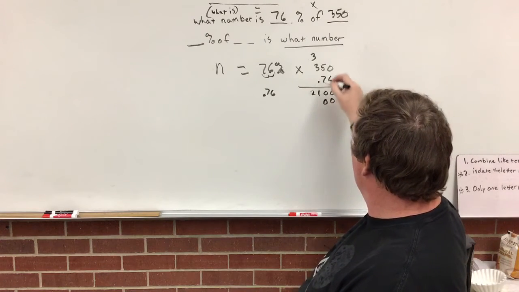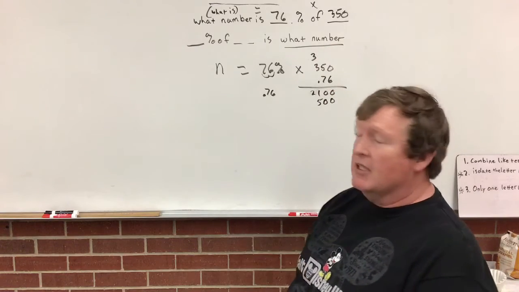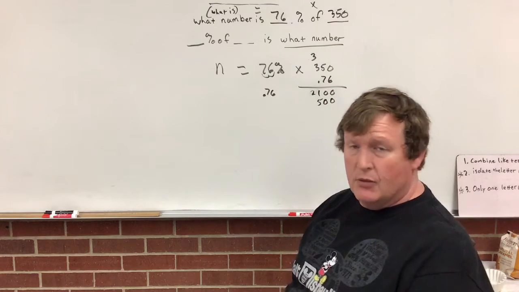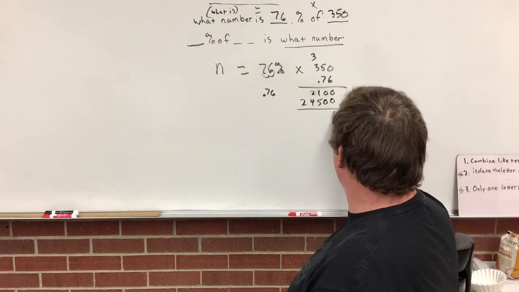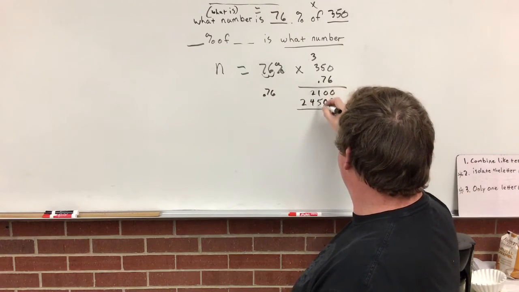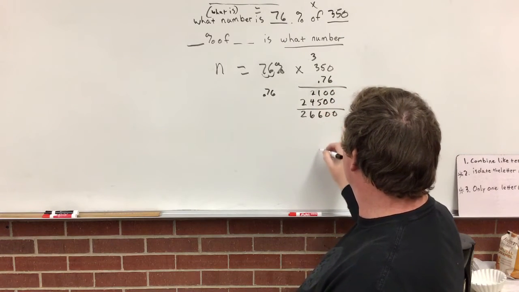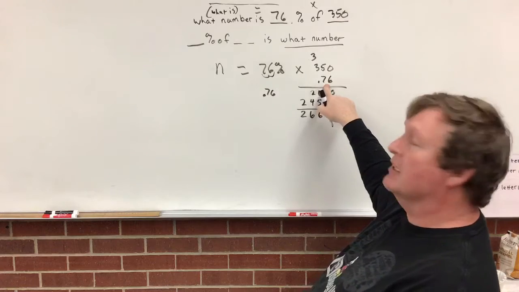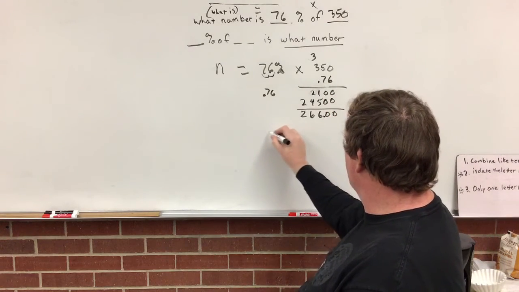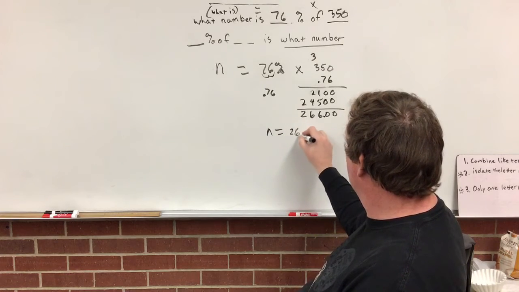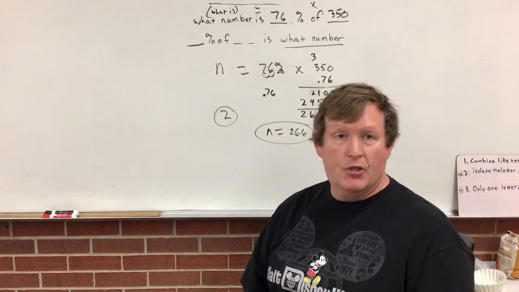7 times 0 is 0. 7 times 5 is 35. The same, I move the 3. 7 times 3 is 21 plus 3 is 24. Bring down a 0, bring down a 0. 5 plus 1 is 6. 2 plus 4 is 6. 2. Move my decimal place 2 places. So my answer here is n equals 266. Problem number 2 for us.